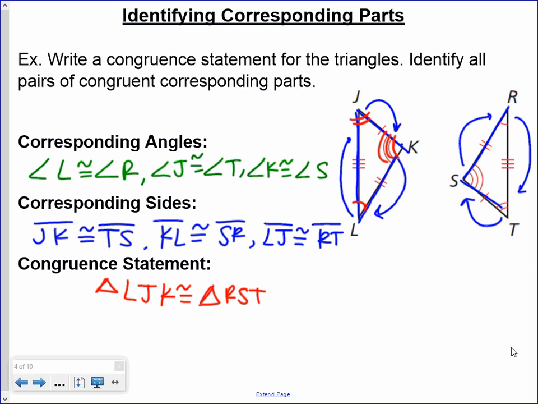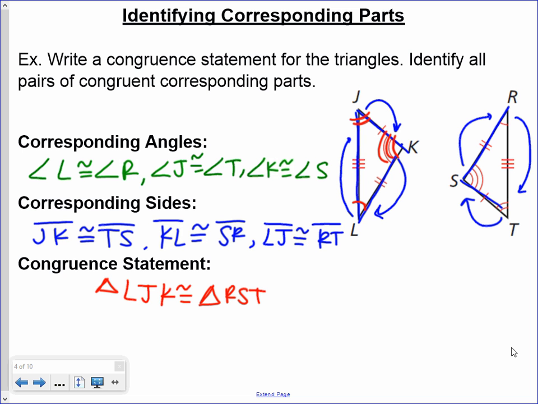But again, that is not your only option. I could have said triangle JKL is congruent to triangle STR, or TSR is congruent to KJL. And as far as that goes too, if you want to put the RST first instead of the LJK, that doesn't matter either, just as long as the correct corresponding parts are matching up.